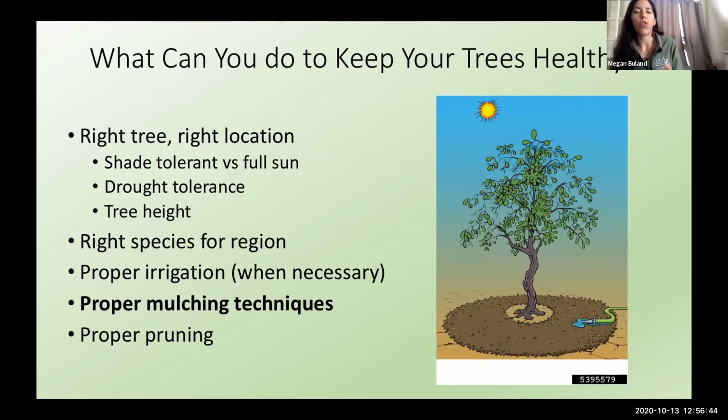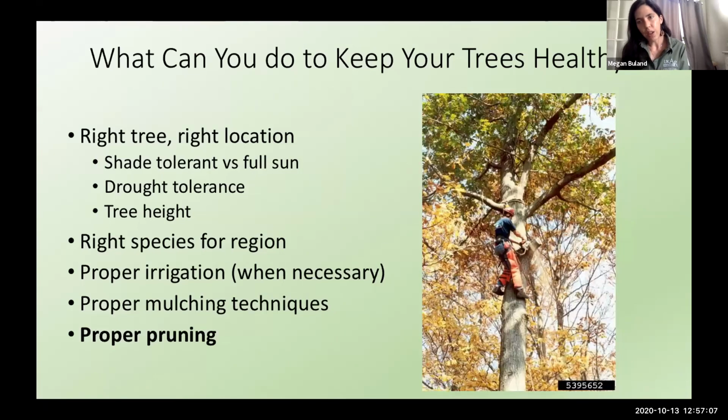But if you mulch correctly, it can really, really improve the health of your landscape trees and reduce stress on them for a very long time. Mulch helps keep down competing plant matter. It helps retain moisture in the soil. There's so much that mulch can do that's really beneficial for trees, just as long as you're applying it correctly.